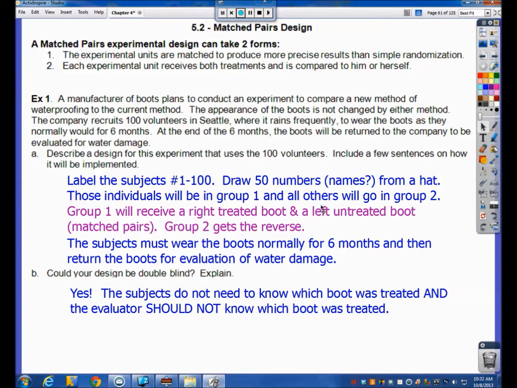And when the people return the boots after the 6 months, they shouldn't know which one has the new or the old one, because they could inadvertently sway the decision of which waterproofing method is superior. So nobody should know except for a third party that oversees, kind of like Big Brother, if you will. Only Big Brother should know which subjects were receiving which boots and vice versa.